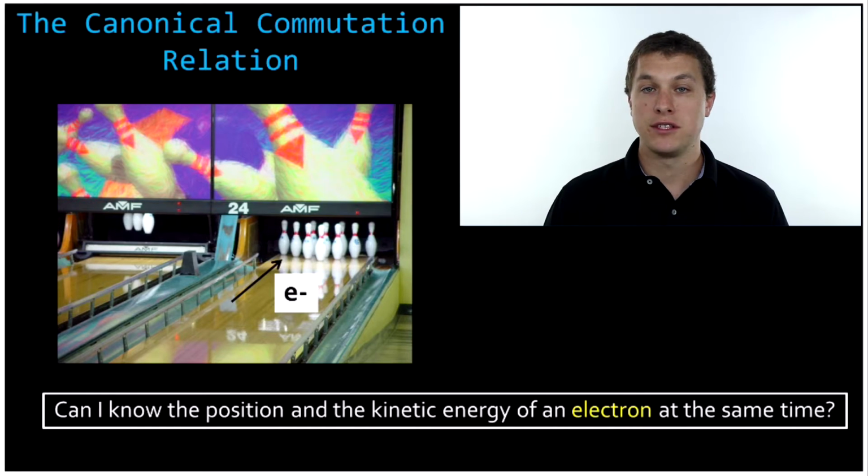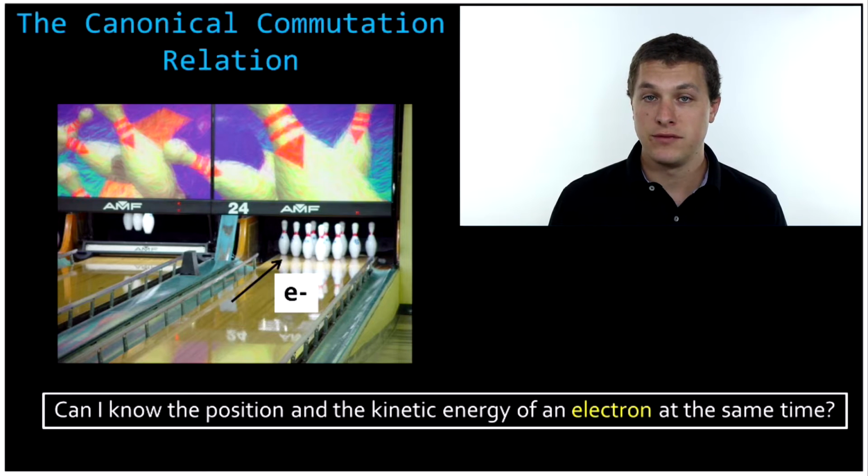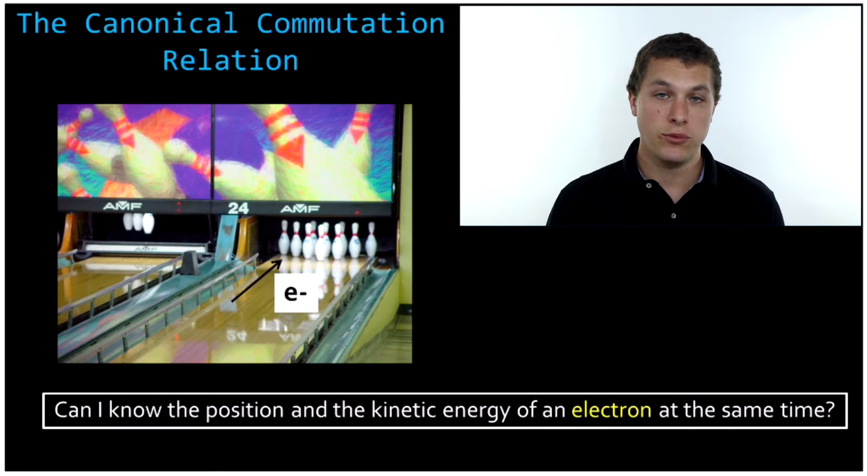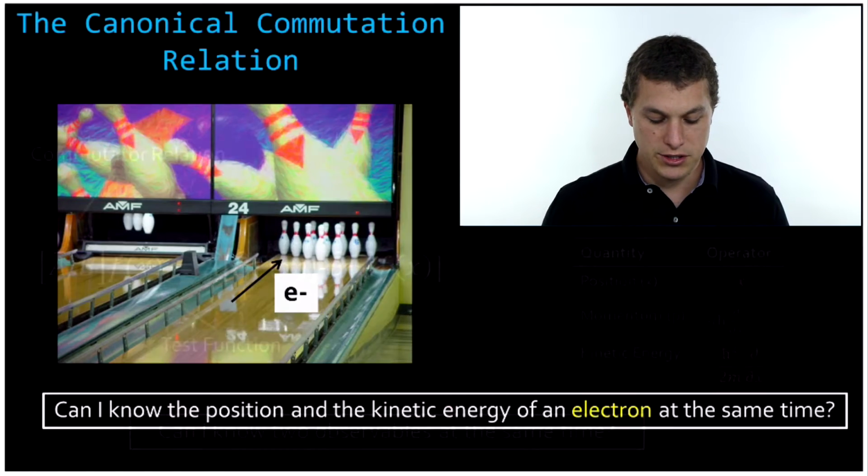So there's this thing called the commutation relation, the title of this video, and that's what helps us decide: are two variables in the quantum world linked in this way, or are they not linked in this way? Let's take a look at what the commutation relationship looks like.